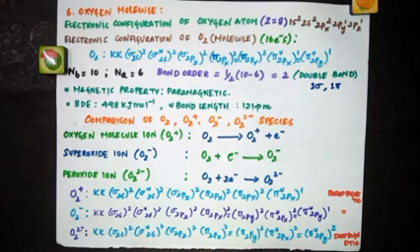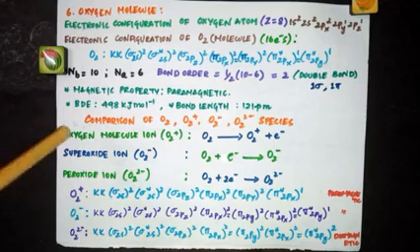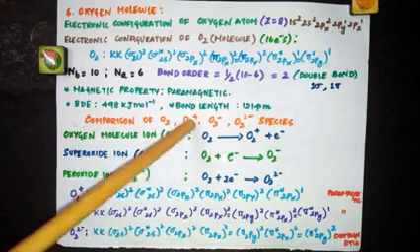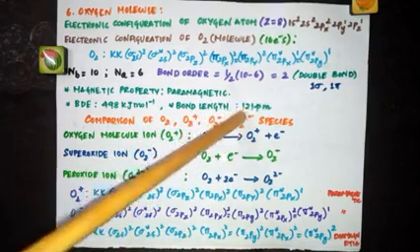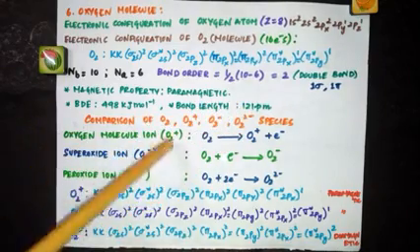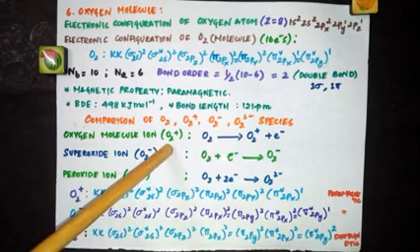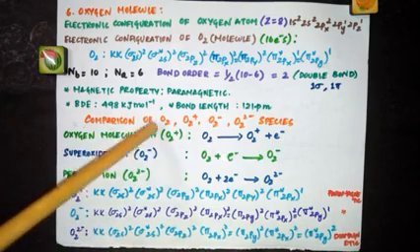Now what we are going to do, we are going to compare 4 different oxygen species and see their bond order and how it affects their behavior. First, let's take oxygen molecule ion, O2 plus. See, O2, O2 plus, O2 minus and O2 2 minus species. So first one we are taking O2 plus. It is called oxygen molecule ion.